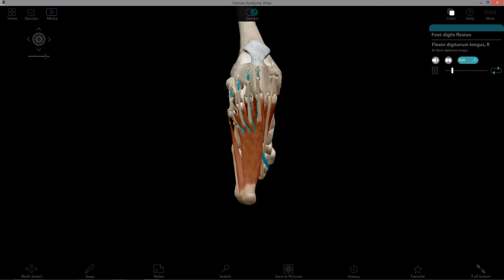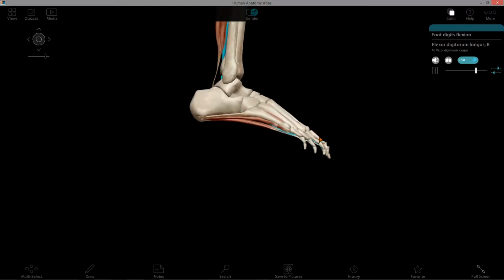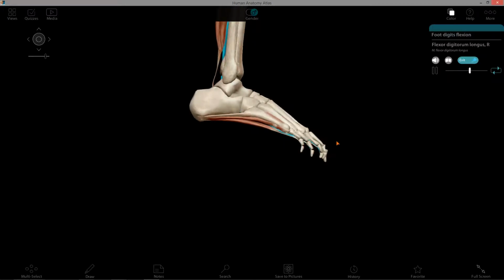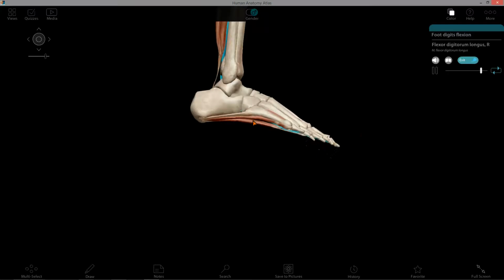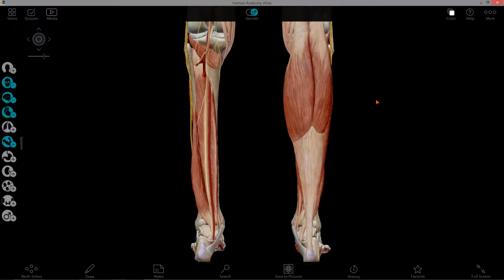So I'm giving you a view from the base of the foot, but if we kind of go laterally, we can see how it kind of curls the toes downwards. So this motion here is flexion of the digits, the 5 digits. Okay? So now to discuss the muscles proper. So first, there's kind of 2 compartments within the compartment of the posterior leg. There's superficial and deep.